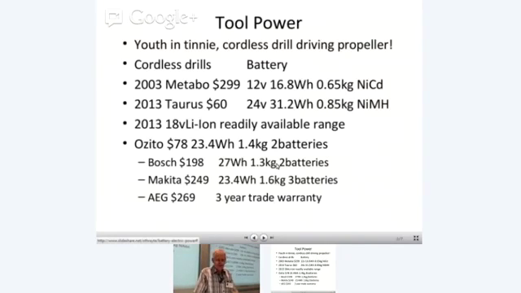If you go up market a bit more, you've got Bosch, 27 watt hours available out of a single battery, 1.3 kilogram system weight there, and they supply them with 2 batteries. Makita one, $249, a little bit less in the watt hours available there, 1.6 kilogram system, but they do supply 3 batteries. And if you go AEG, another $20, you'll get one with a 3-year trade warranty.